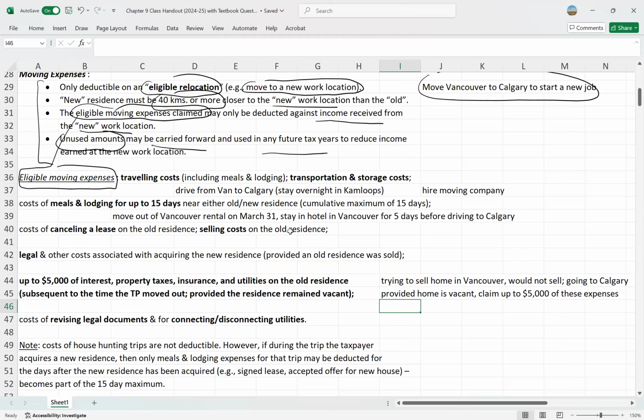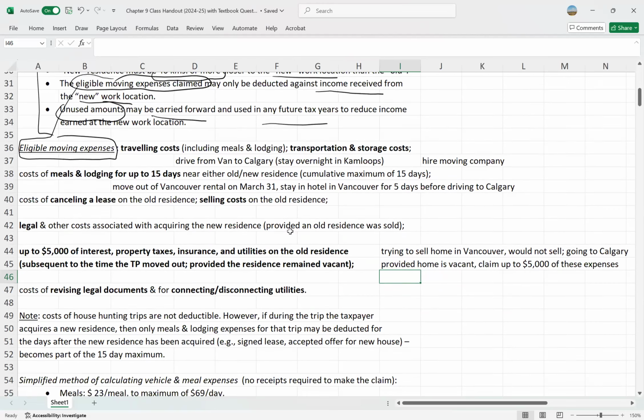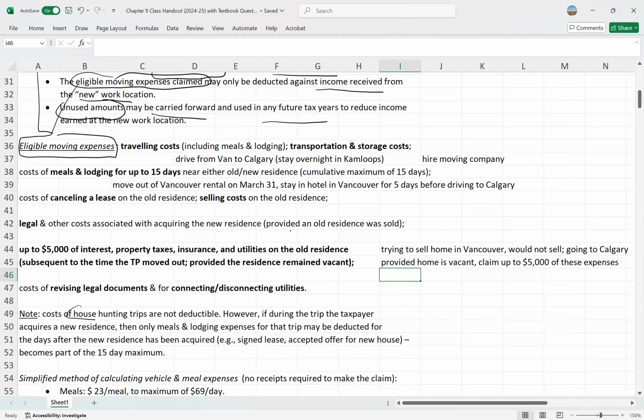Now, this paragraph here talks about house hunting trips. They're not deductible. So let's say you fly out to Calgary before you start your new job to look for a new home. Those house hunting trip costs are not deductible. The flight, the hotel, the meals, those are not deductible. But there is one exception.